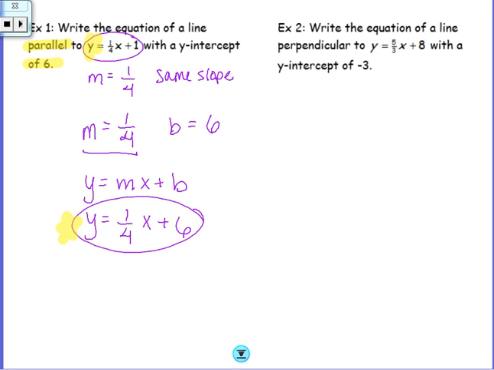So if we look at example 2, it says to write the equation of a line perpendicular to the given equation with a y-intercept of -3. So the key word here was perpendicular. And then we know our y-intercept is -3. So just like we did in the last problem, we need to identify our given slope from this equation. And we know that that is 5/3. When we're working with perpendicular though, our slope has got to be the opposite reciprocal.